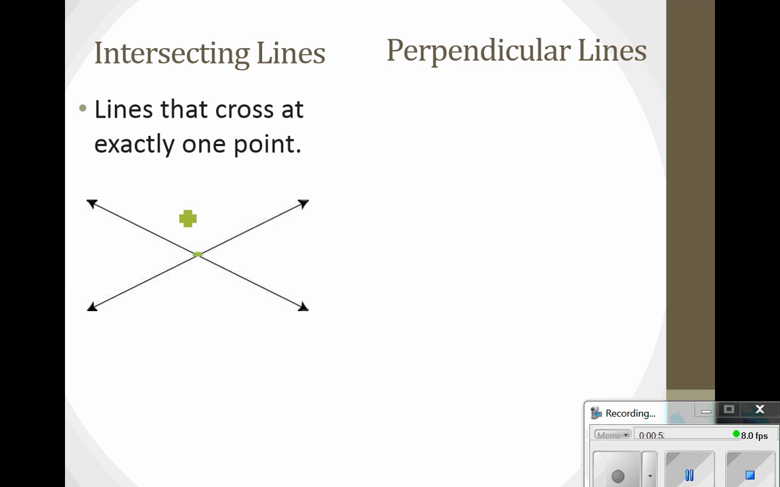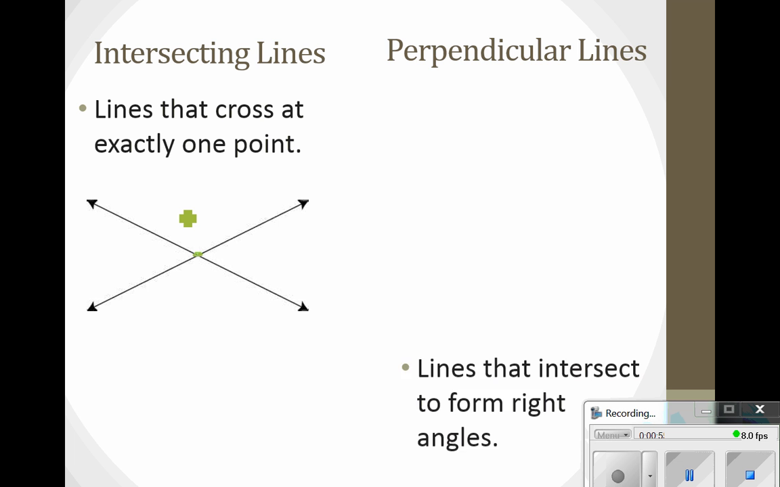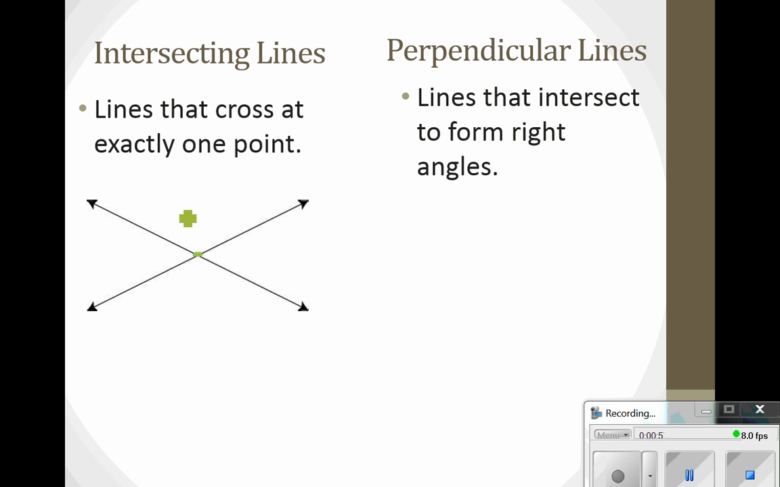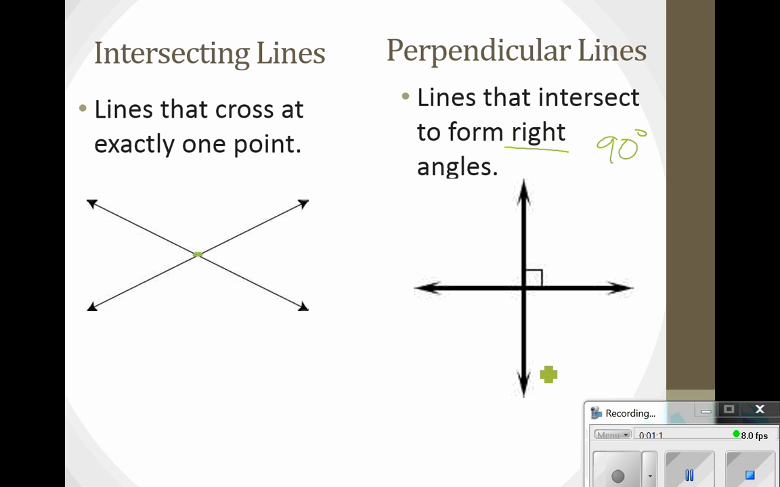Then perpendicular lines are special kinds of intersecting lines. They are lines that intersect to form right angles. Those are 90-degree angles. And we know when we have a 90-degree angle, we're going to see a box that will tell us that it is 90 degrees. And so here's the 90-degree box right here. And so we know these are perpendicular. They're crossing at one point, and they're forming 90-degree angles.